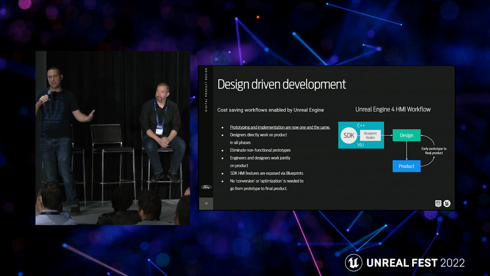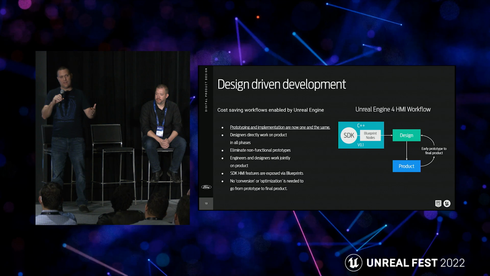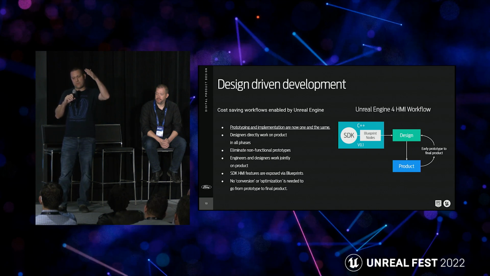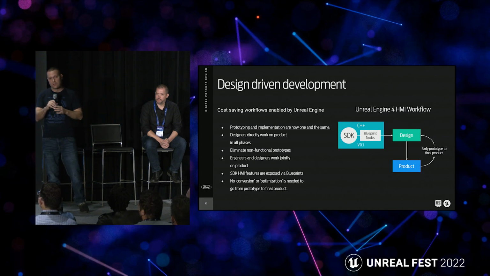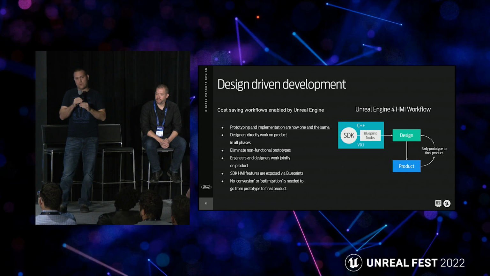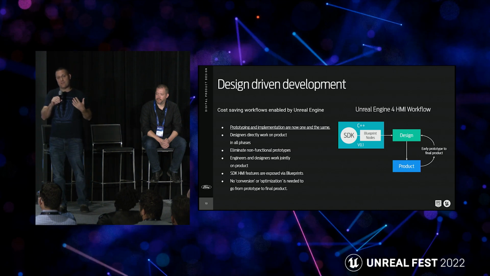Yeah, and so one of the things you're going to see here in the next couple minutes is the Unreal Engine HMI workflow that is very, very different from traditional HMI workflow. In the past, a design team would create assets and then give them to an engineering team, which would then use a tool to get it into the car. And that is a very linear progression where the feedback loop is very long. Sometimes it can take months for designers to see their designs in the product.